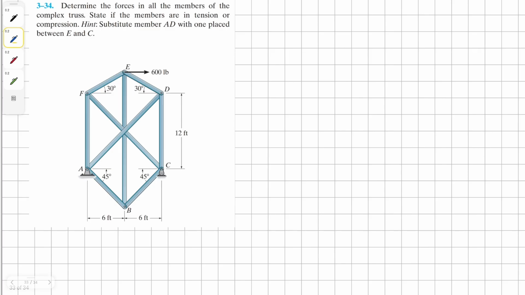Determine the forces in all the members of the complex truss. State if the members are in tension or compression. To solve for complex trusses, we have about 4 steps to do.